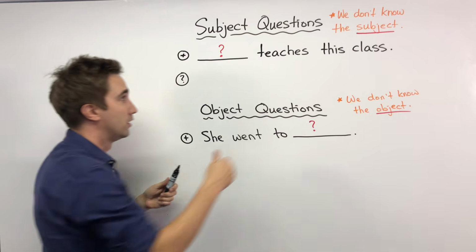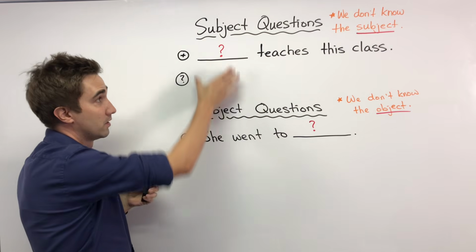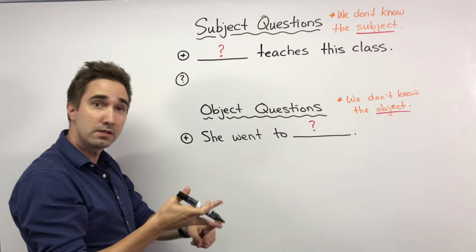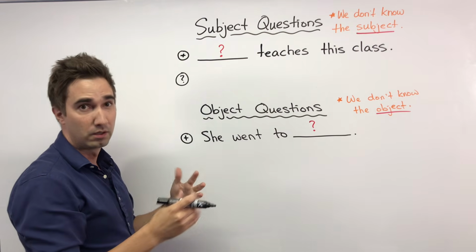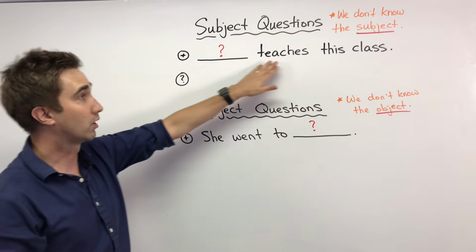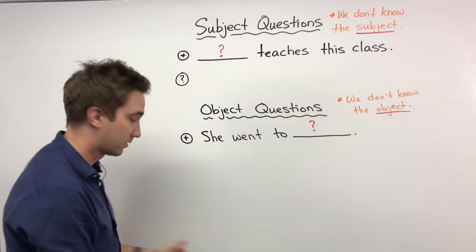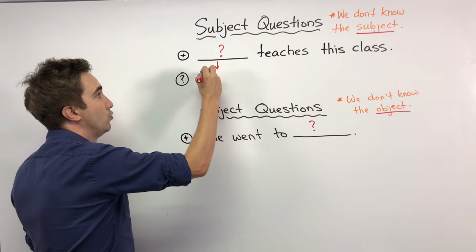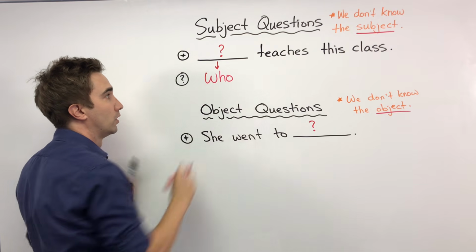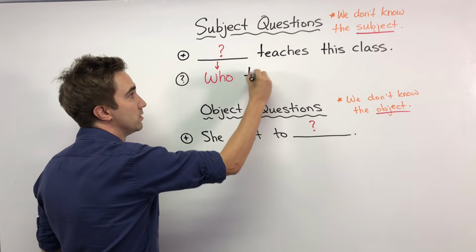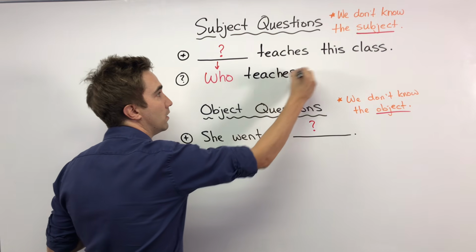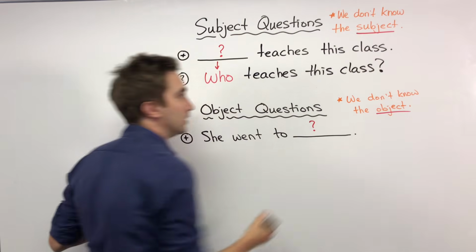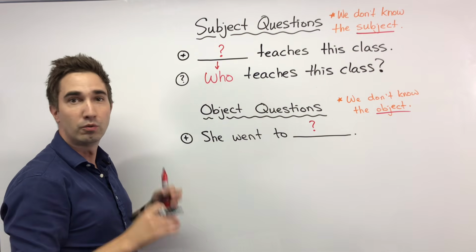Okay? If we're not sure what the subject is, we simply need to find out, is this a person? Is it a place? Is it a thing? Etc. So for example, in this case, we're talking about a teacher. So of course, that's a person, right? So we're just going to say who. Okay? Who teaches this class? Really simple, really easy.